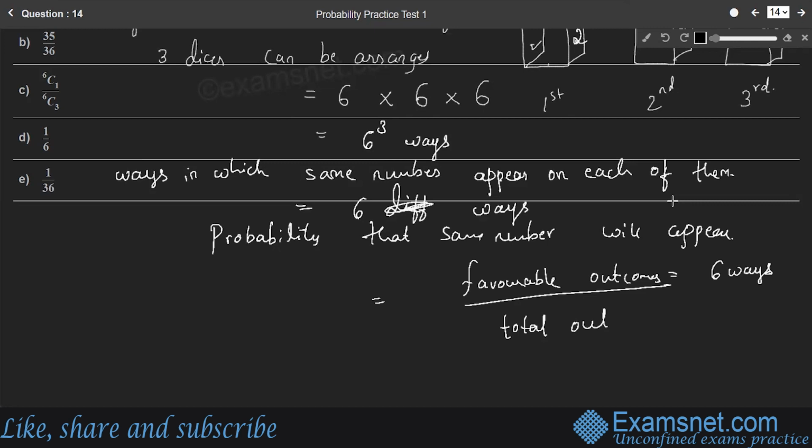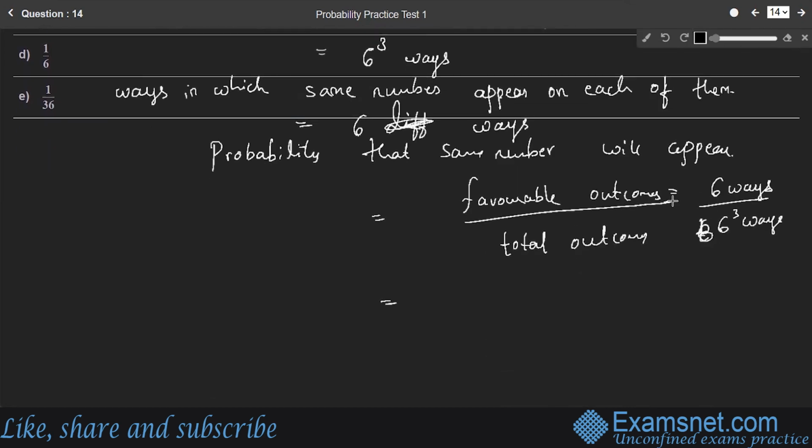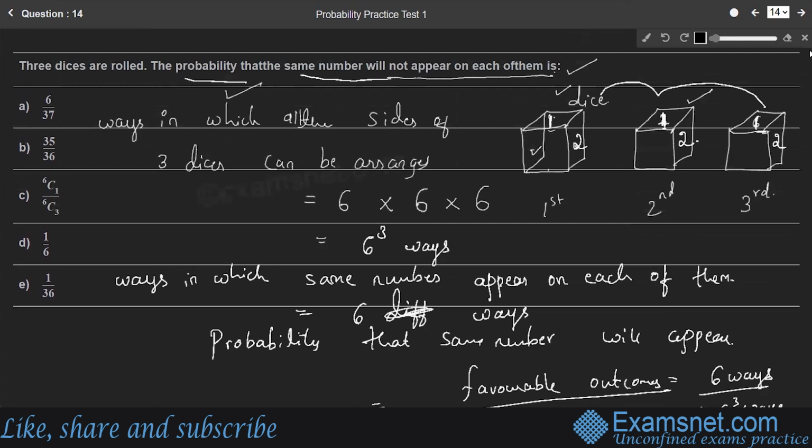Total outcomes are nothing but total ways of arranging, right? Total ways means 6 cube ways. Total ways of arranging the sides of 3 dice, right? Therefore, it is 6 by 6 cube, which is 1 by 36. 1 by 36 is the probability that the same number will appear on each of them.